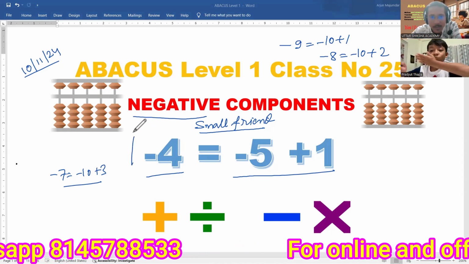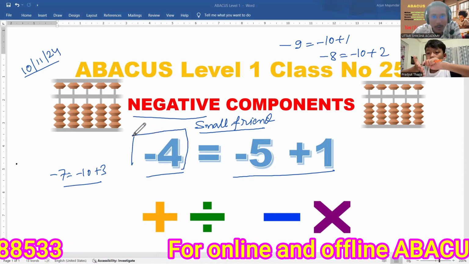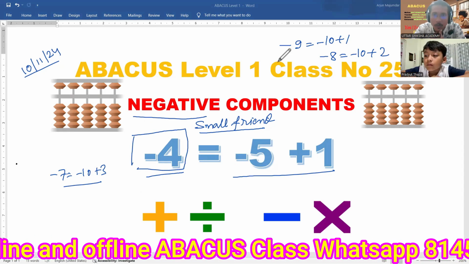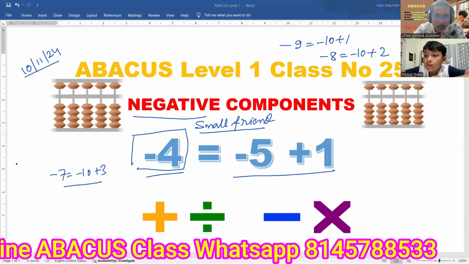So the today's lesson is minus 4. So how to do minus 4? This is I don't know. Minus 5 plus 1. How to solve these questions? Let me show you in Abacus.